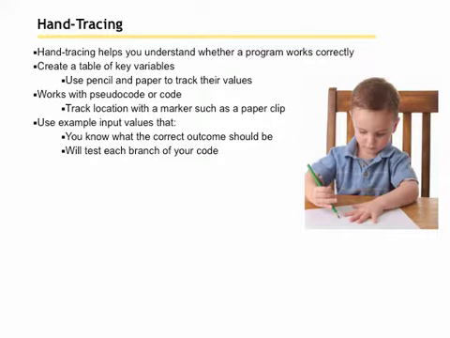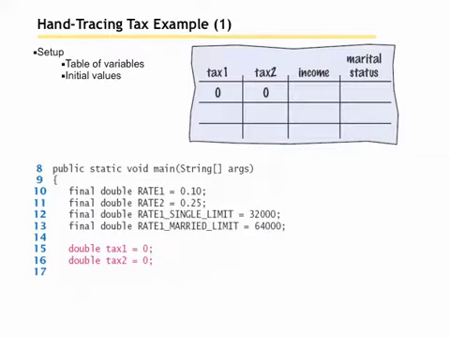You track the location with a marker such as a paperclip or your finger, and you use examples of input that will let you know what your correct outcome should be, and it will allow you to test every branch of your code. So here's an example of hand tracing.